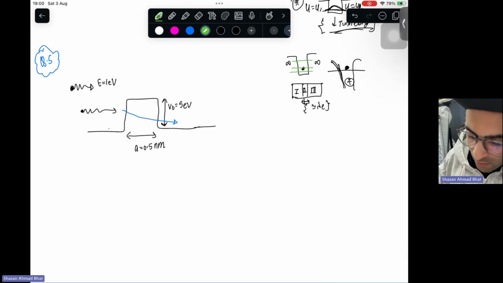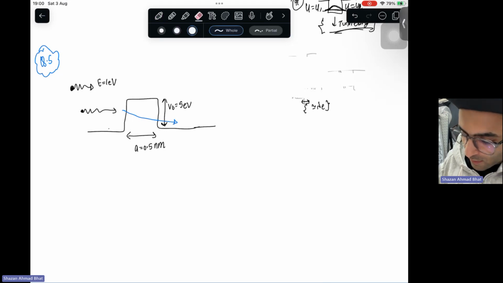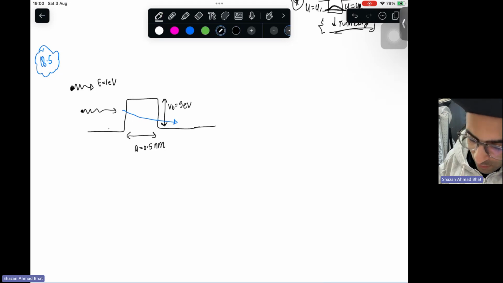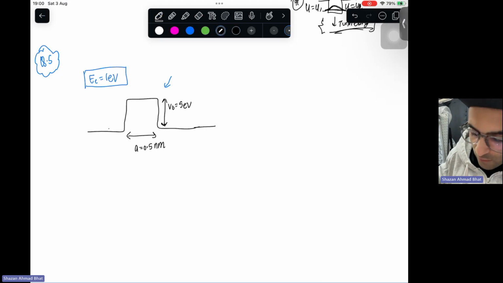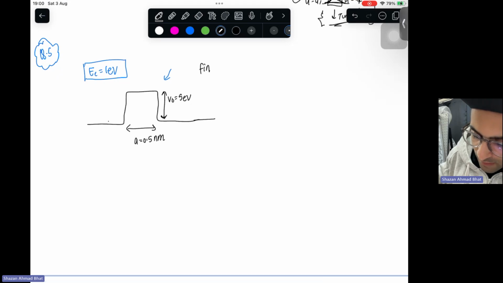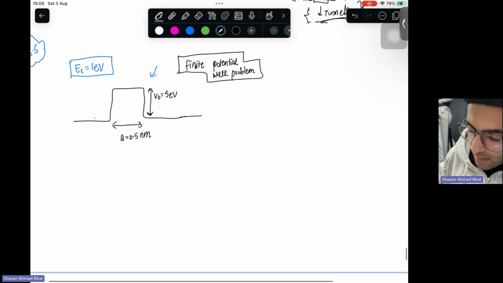Now, this particular scenario here is a little bit different. Why? Because first of all, let's say the electron energy given is 1 electron volt. It is different because it's not an infinite potential well. It's something called a finite potential well problem.